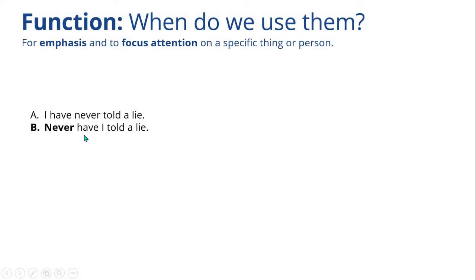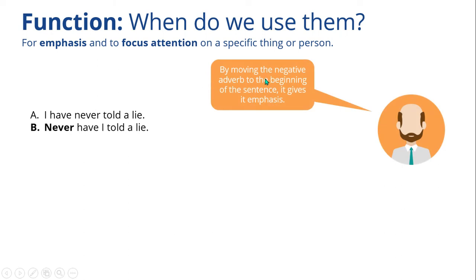Now we go back to this by moving the negative adverb. In I have never told a lie, the focus or attention is not on I but on never. Which one is the negative adverb here? That is never. By moving it to the beginning of the sentence, it gives emphasis. Emphasis to what? Emphasis to the sentence.